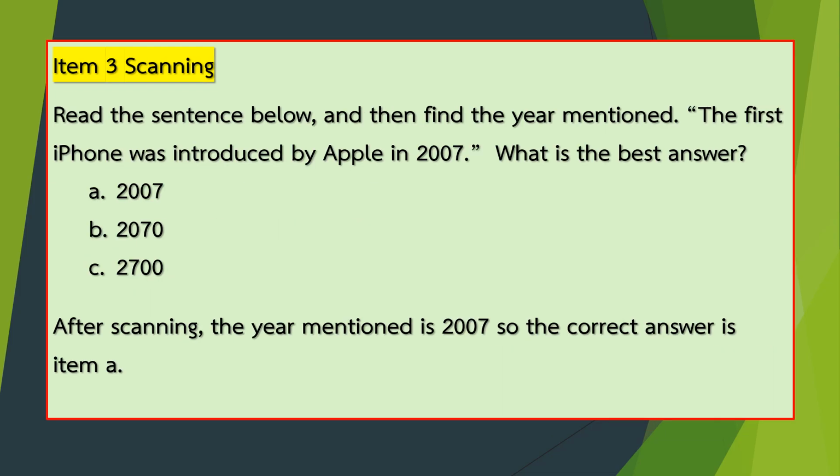Item 3. Scanning. Read the sentence below and then find the year mentioned. The first iPhone was introduced by Apple in 2007. What is the best answer? A. 2007. B. 2070. C. 2700. After scanning, the year mentioned is 2007, so the correct answer is item A.